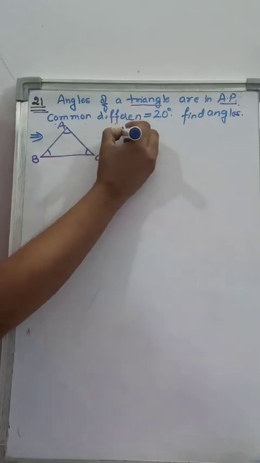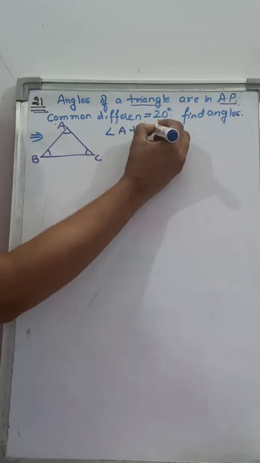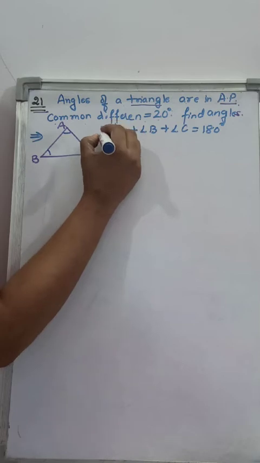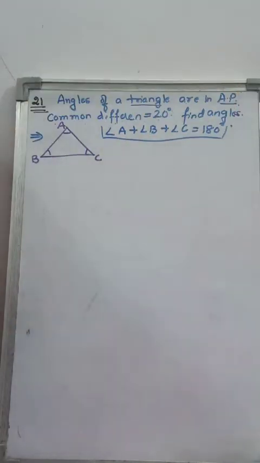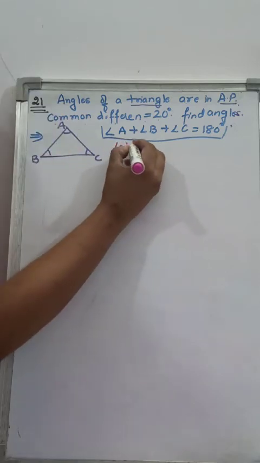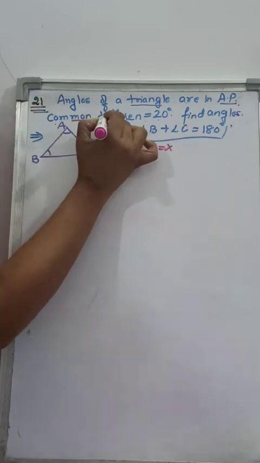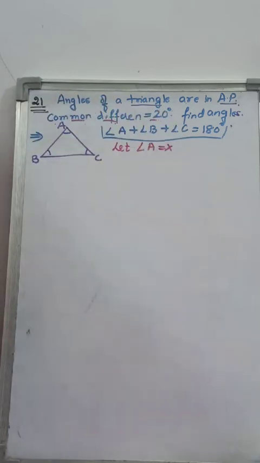That the sum of 3 angles in a triangle is 180 degrees. So you have to use the property of a triangle over here. Now let the angle A be x. What is given? The common difference between the angles is 20 degrees.